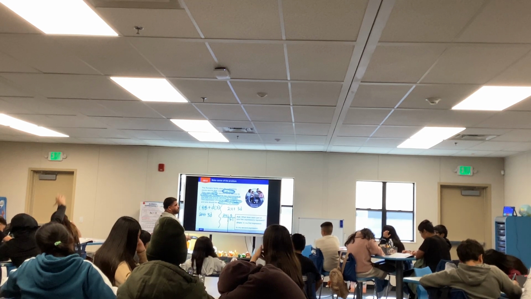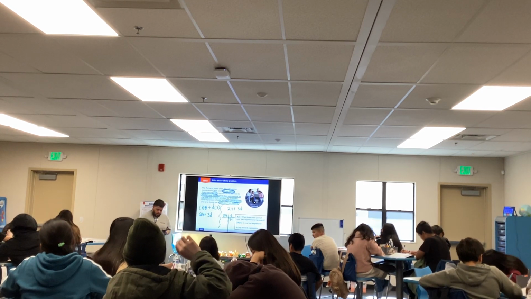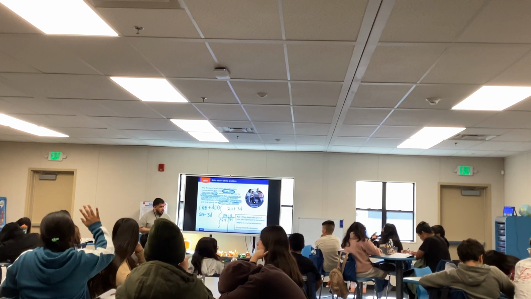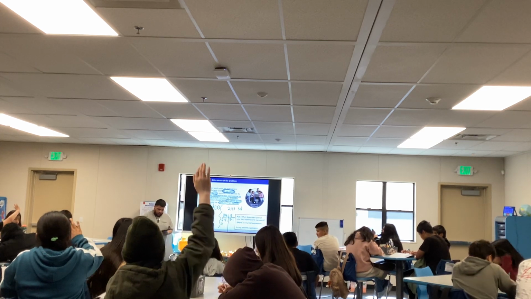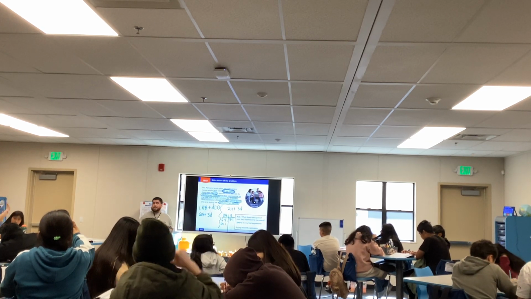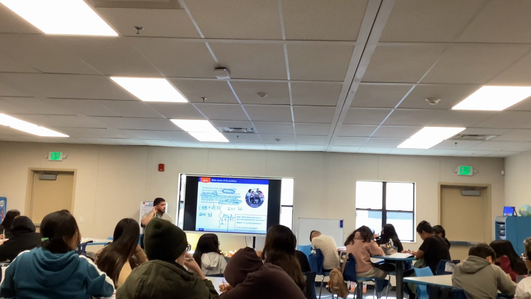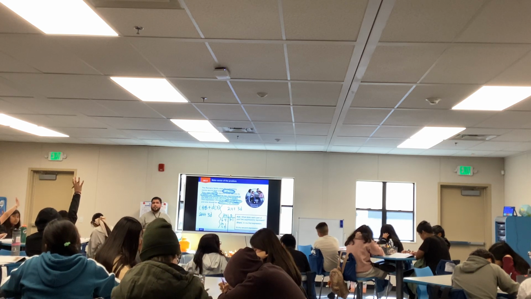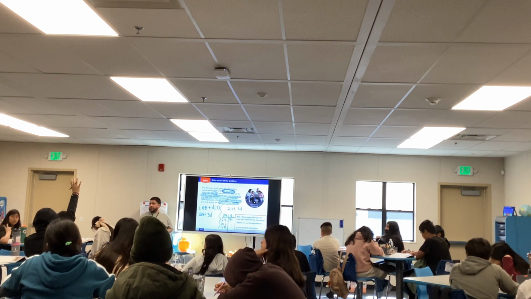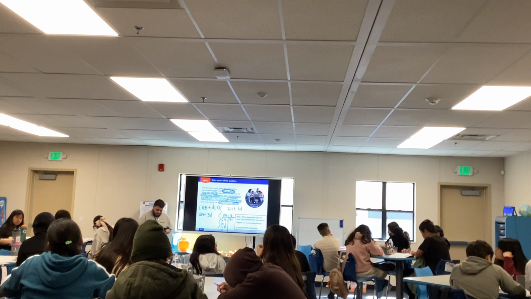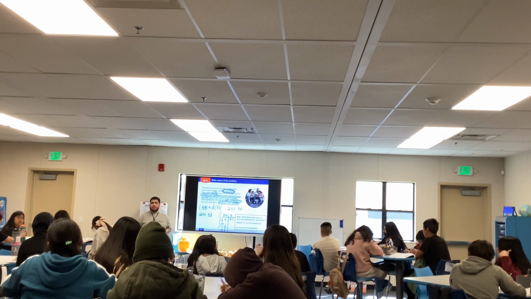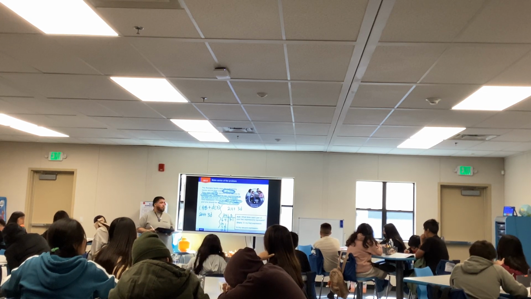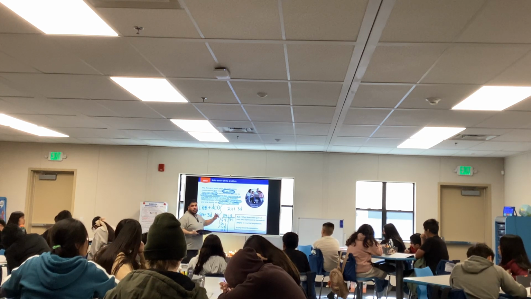What 2 numbers can I multiply to get 24? Julia? 6 times 4. What else? David? 1 times 24. What else? Francisco? 3 times 8. Are we done? Any other ones? 12 times 2. Any other ones? Now, 7 times 3. It's 21.